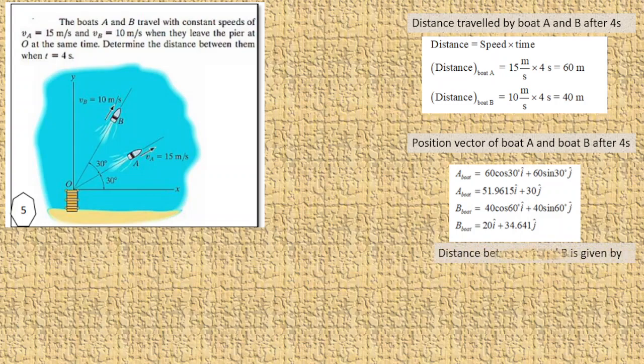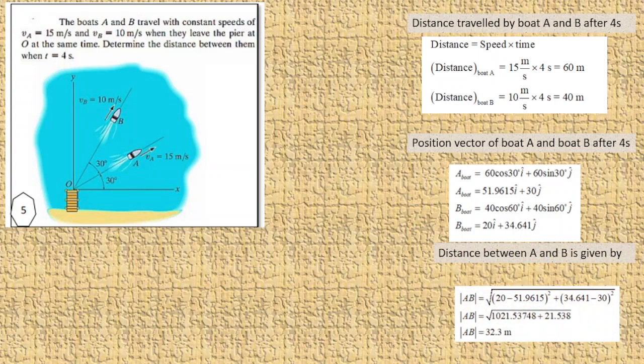and after this we can calculate the distance between boat A and boat B by using this formula, which means we can substitute the like terms, and finally we will simplify the answer, and we will get 32.3 meters. So the distance between boat A and boat B after 4 seconds is 32.3 meters.